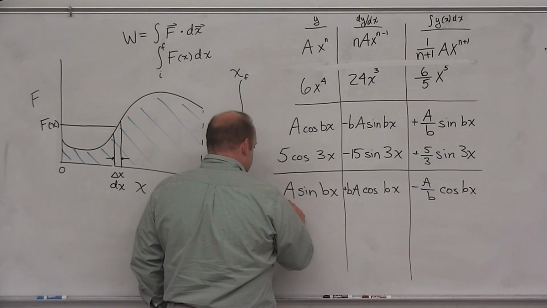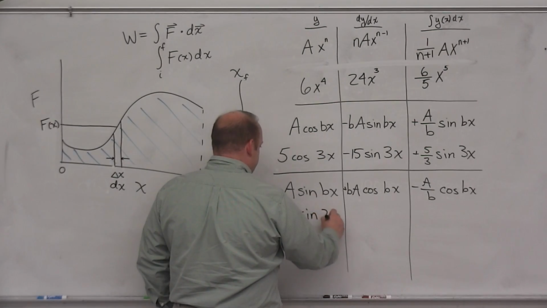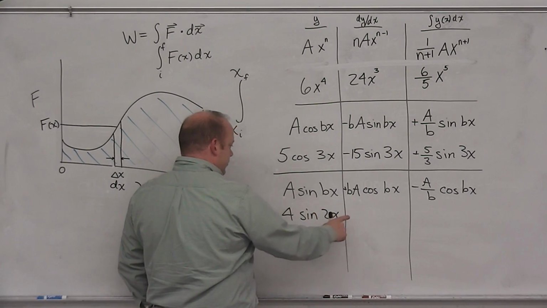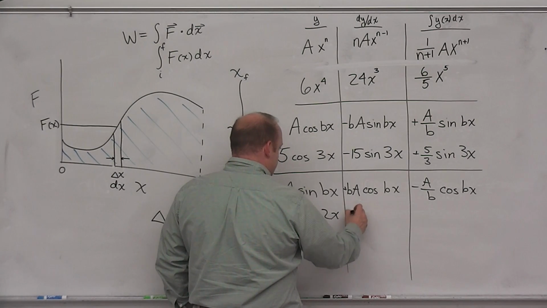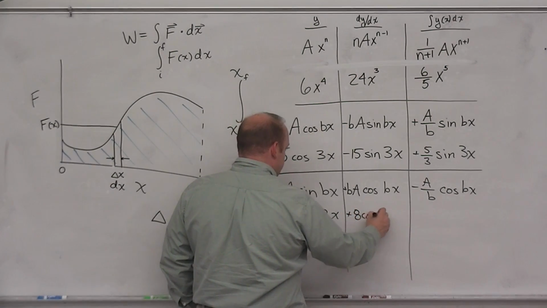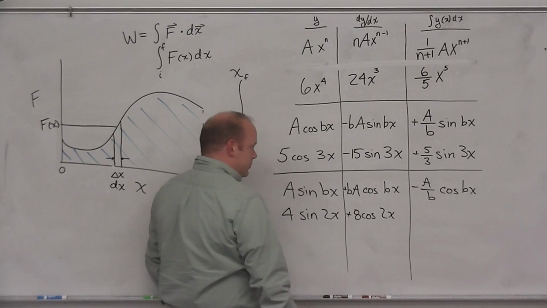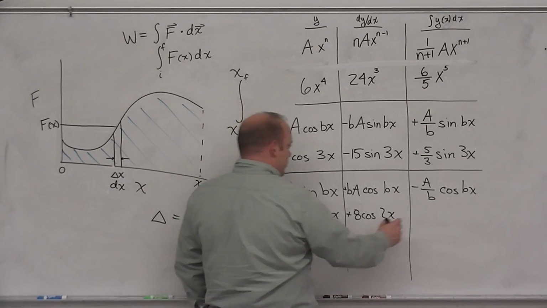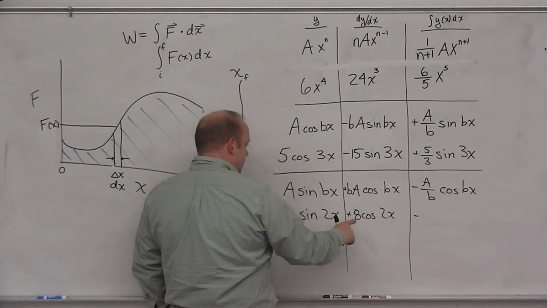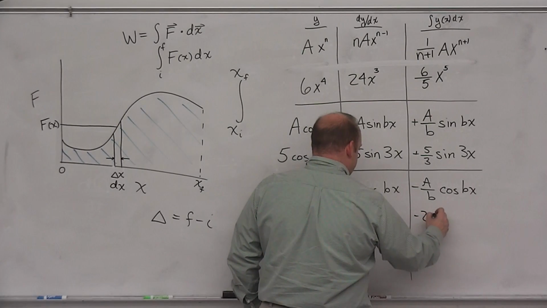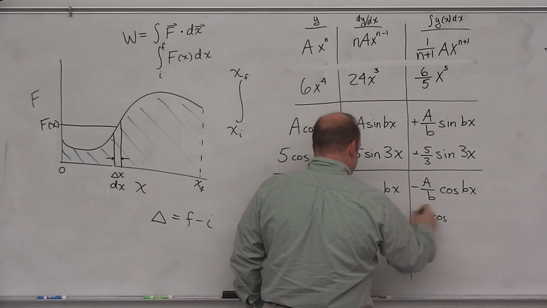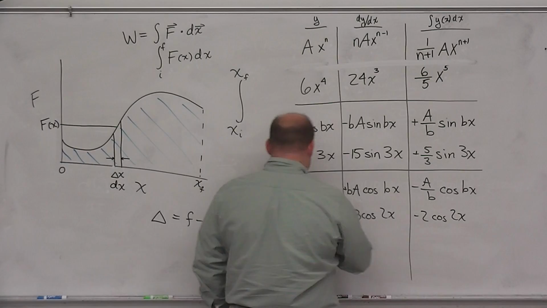So if I have 4 sine of 2x, take the derivative, I get positive 8 cosine 2x. If I do this, I get negative 4 over 2, which would be negative 2 cosine bx, which would be 2x.